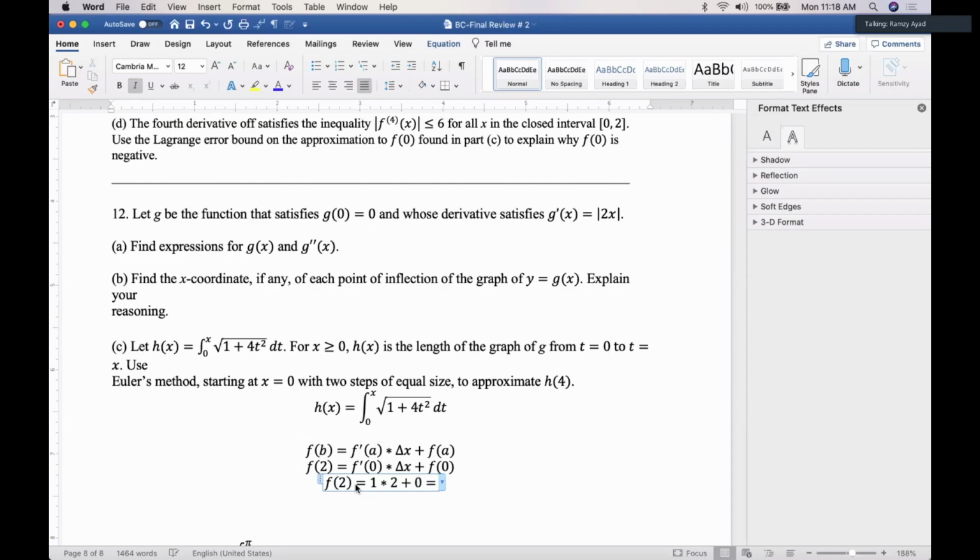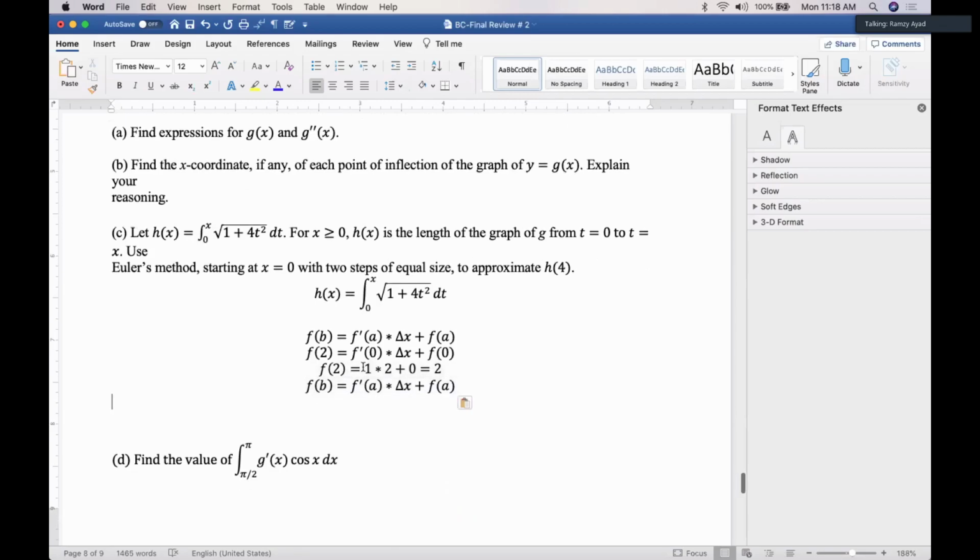So it is equal to 2. Yes? Next time we copy exactly the same thing again. And our point now is at 2. The starting point is 2. We're finding f of 4. And the a is the 2. The middle point is what we put in the second time. So again, we're going to copy that and put our numbers in it.